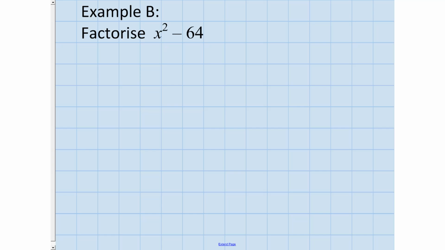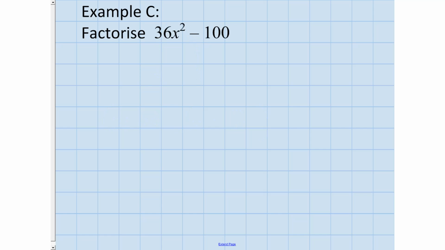Next one, x squared minus 64. Now, x squared is x, obviously squared, and 64 is 8 squared. So we'll have two brackets, both with an x in. One will have plus 8 and one will have minus 8.